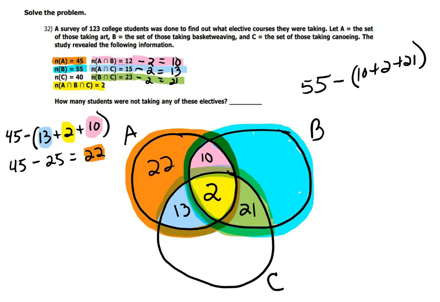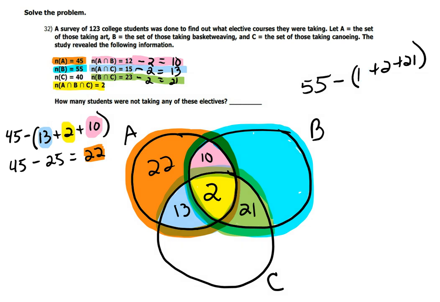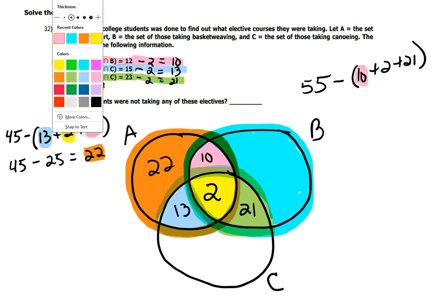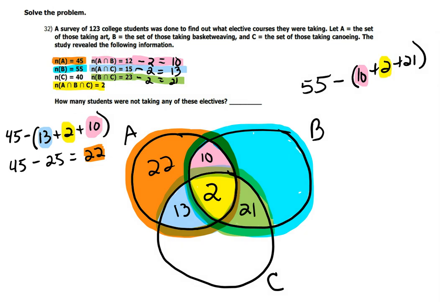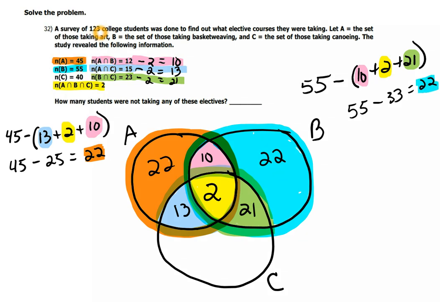And remember that the 10 is the pink region. The 2 is the yellow region. And the 21 is the green region. And when you add up those numbers, you get 33. So 55 minus 33 is 22. So 22 is the rest of B. It's that blue part there.